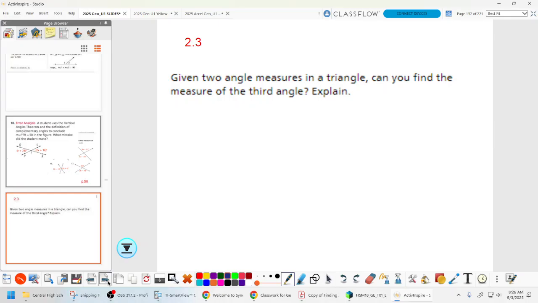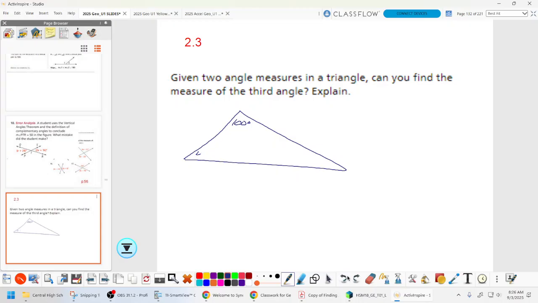Okay. Let's do an easy one. Let's say this is 100 degrees and this is 40 degrees. What is this one? Let's change this. It doesn't look like that kind of triangle. 130, and then what would this be?